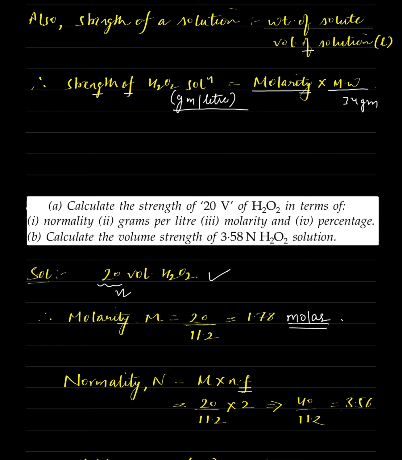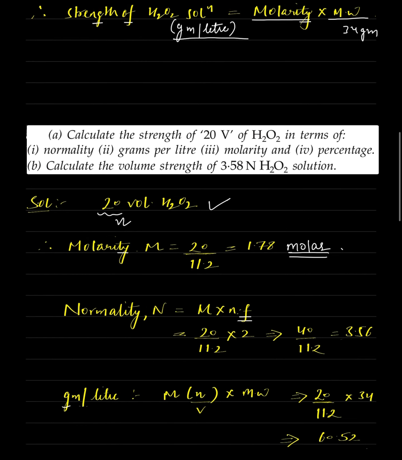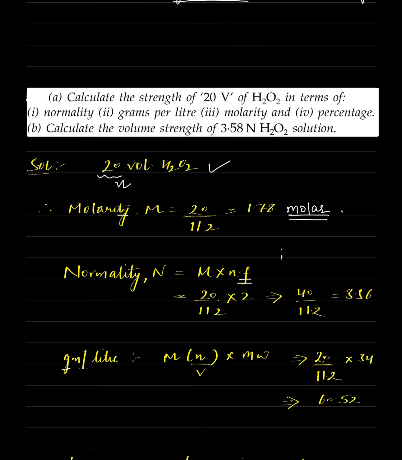Molarity is obtained. Next we need to find the normality. Normality is equal to molarity into n factor. This is the formula which we know. And the n factor of H2O2 is 2. You should know this thing. If you don't know, then write it down.